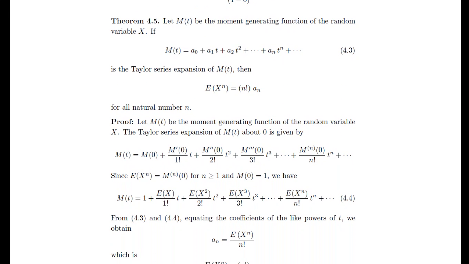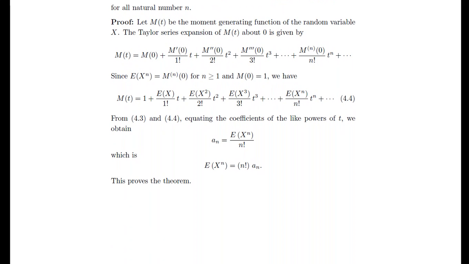Proof. Let M(t), the moment generating function, be the moment generating function of the random variable x. The Taylor series expansion of the moment generating function about 0 is given by the following formula. Since the expected value of x to the power n is equal to the nth derivative of the moment generating function at 0 for n greater than or equal to 1, and M(0) equals 1.